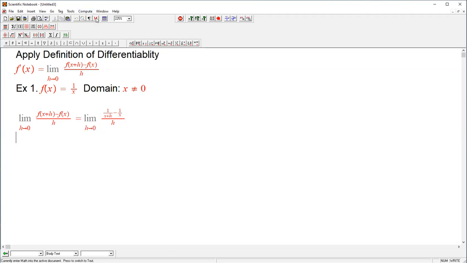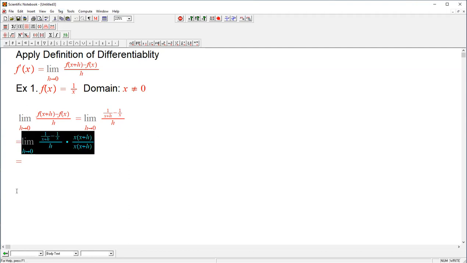Next, we're going to apply some algebraic skill. The commonly used algebraic skill in this case, of course, is finding the common denominator, and we use principle number 1. So x times x plus h, that's the common denominator. We put x times x plus h in the numerator and denominator, so we are multiplying by 1.